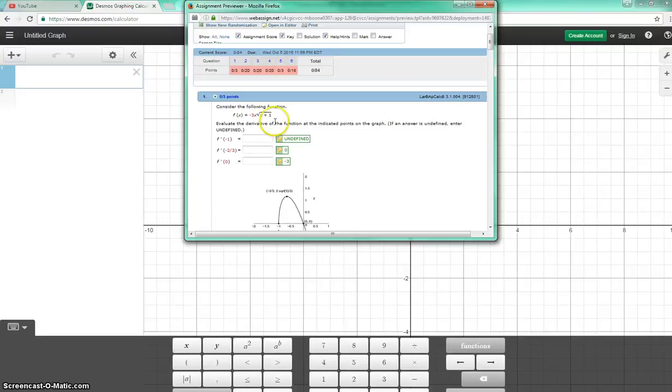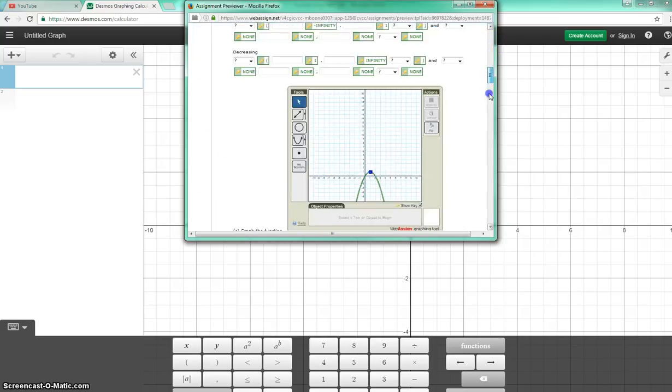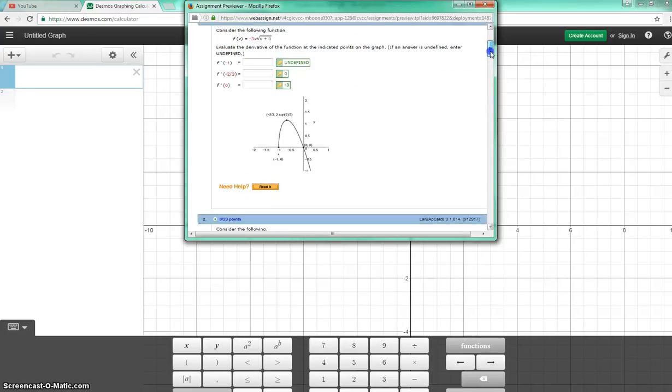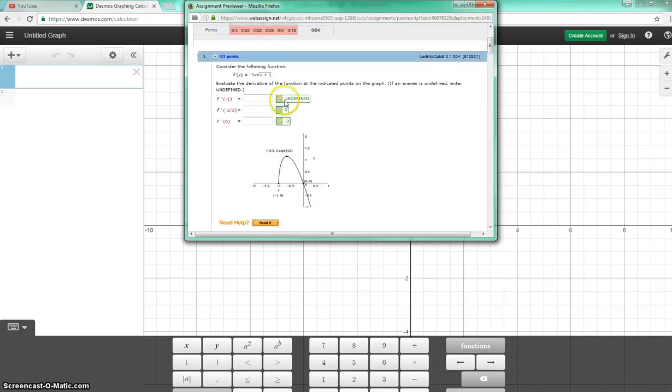All right, so on to chapter 3. We are dealing with derivatives again. We're going to talk about in chapter 3, section 1, increasing, decreasing, min, max, how they relate to each other, maybe some applications towards the end. But I was just going to look at a couple of these.